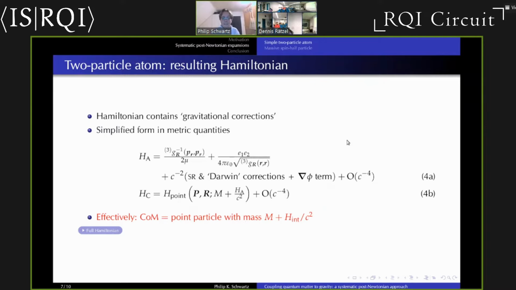And as you have seen in the previous talk, this Hamiltonian we get out there was used by Michael to describe atom interferometry, and that's really a really nice work. And if you want to, I can also show you the full Hamiltonian, but I won't do so now because it's really long and complicated and you don't really gain any insight from that.